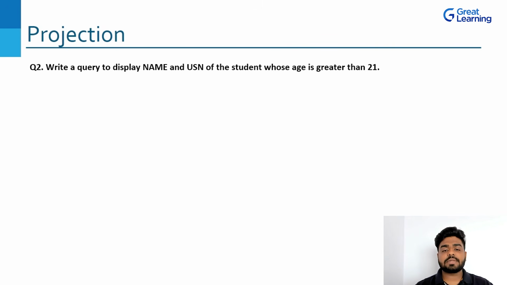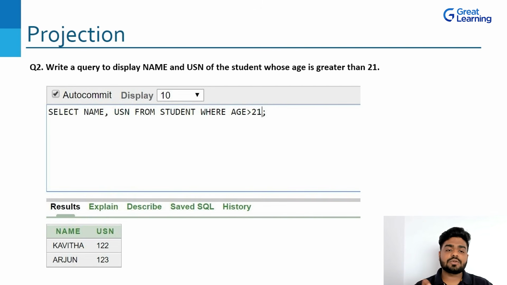Write a query to display name and USN of the student whose age is greater than 21. Now I want to display the name and USN of a student whose age is greater than 21. So I have a condition. So there we will use this kind of query. Select name, USN, because these are the only two things I want to show. I don't want to show age, but the age of that particular student should be greater than 21. That is what I want. And this is what it is showing.